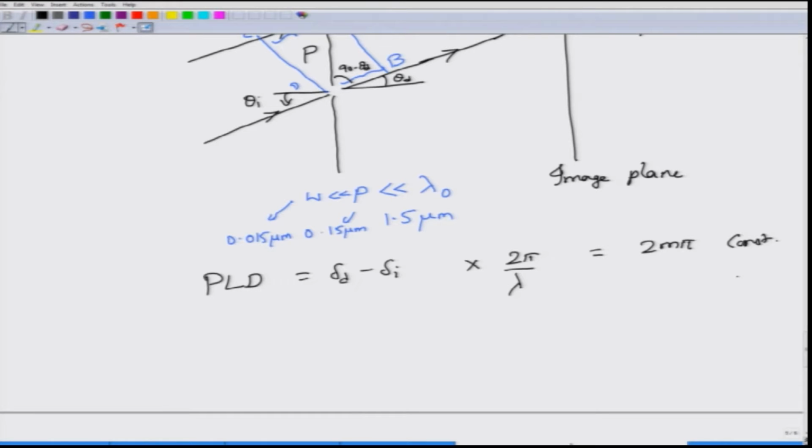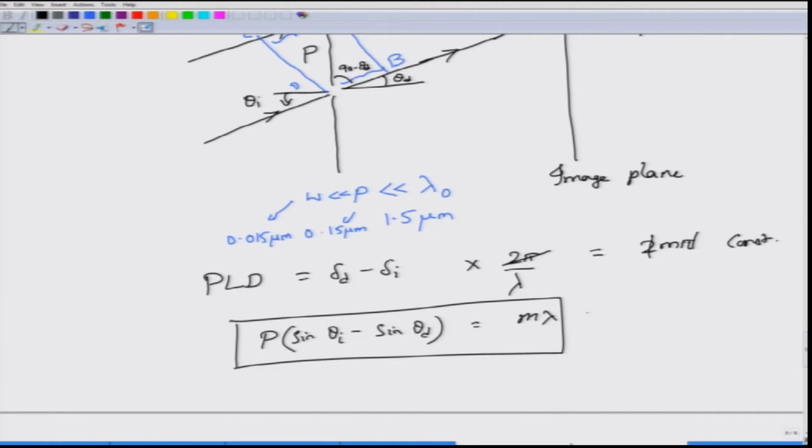Suppose I consider constructive interference, then I can remove this 2 pi on both sides and write down delta d minus delta I, that is actually p into sin theta I minus sin theta d, which also does not really matter here. So, this must be equal to m into lambda. This equation is called the grating equation.